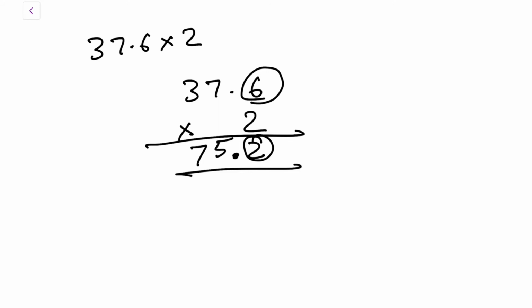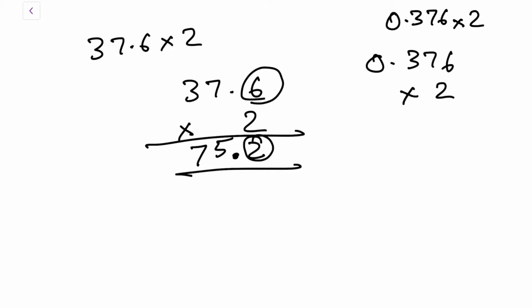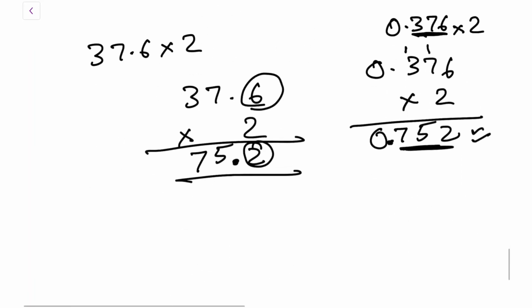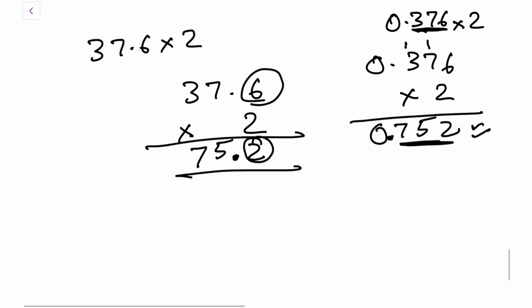All right. Now let's do 0.376 into 2. How do we do this? 0.376 into 2. 6 2s are 12. 15. 7. 0. Since the multiplicand has 3 decimal places, we are going to put a decimal point after 3. 0.752. Right?